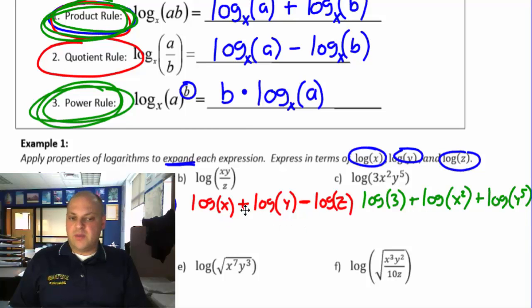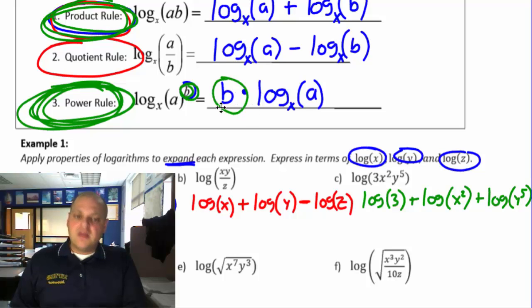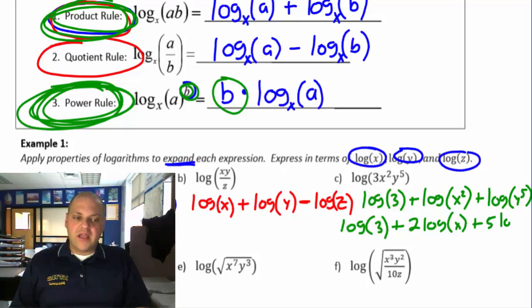Okay, so that's just like what we did here basically, except you don't leave exponents in expanded form. We use the power rule. So what happens with the exponents? See how the b is up here, and then the b goes in front of the log? That's what you're going to do. You're going to take that 2 and put it in front of the log. So it's going to be log of 3, plus 2 log of x, plus 5 log of y. Okay, and that just takes some getting used to. And that's going to be our final answer.